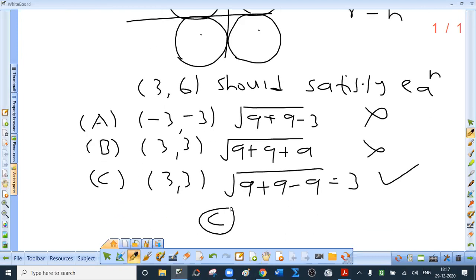I know there are many students who cannot find the center and radius. I can't help. See, this is the basic thing. If you do not know how to find the center at this stage, you don't deserve to score marks in exam. I always believe that only deserving candidates should get marks.